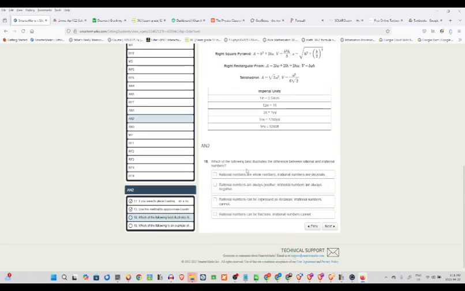So, which of the following best illustrates the differences between rational and irrational numbers? Rational numbers are whole numbers. Not always. Rational numbers are always positive. Nope. Rational numbers can be expressed as decimals. True. Irrational numbers cannot. No, they can. They're just not terminating or repeating decimals. Rational numbers can be expressed as fractions. Irrational numbers cannot. That is the actual definition. That's the one we want.